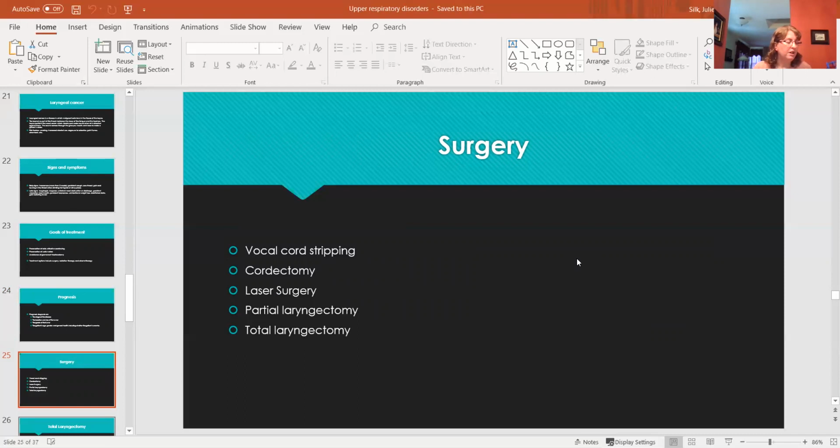Laser microsurgery is for surgical resection of small laryngeal carcinomas. You have fewer side effects and it's less costly than some of the other procedures. So this would be kind of a good one to do if you could get away with that. So if you have a small tumor, that might be the thing to do.